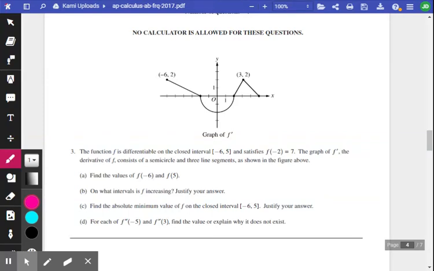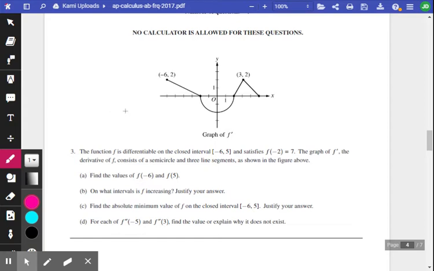All right, here we go. So this is 2017, number 3. I'm going to do the work on here, but then I will also post a picture of my work a little bit more neatly. And as I go through this, I'll also tell you the point values for each part.